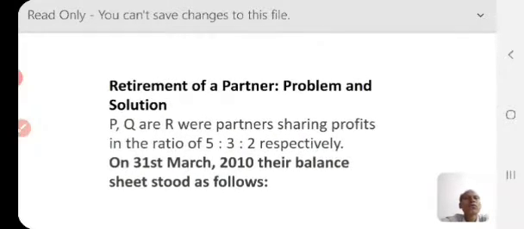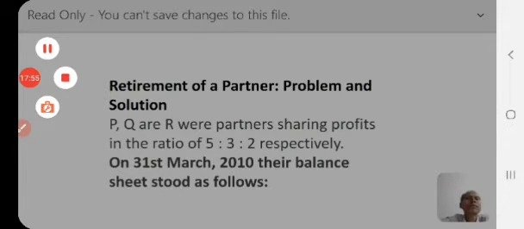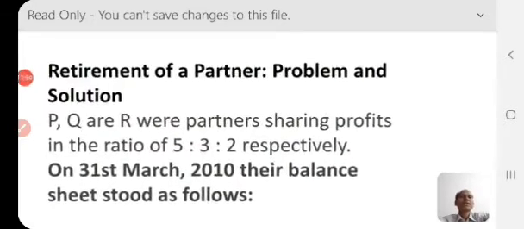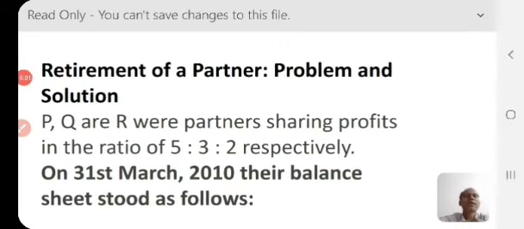So now we shall see another problem on retirement. Read the problem carefully.